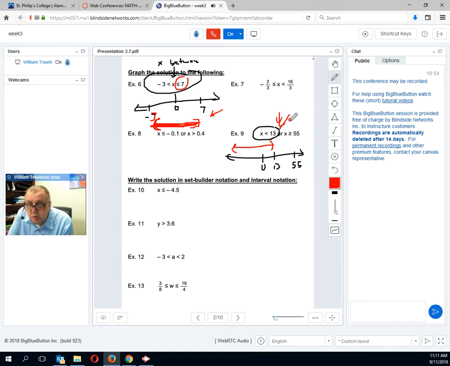Then it says, or x is the big part now. X is greater than 55. So greater than 55, we start at 55 and go there. It says greater than, but also equal, so we put a bracket. So this is the graph of what they're asking for here. Less than 13 or greater than or equal to 55.